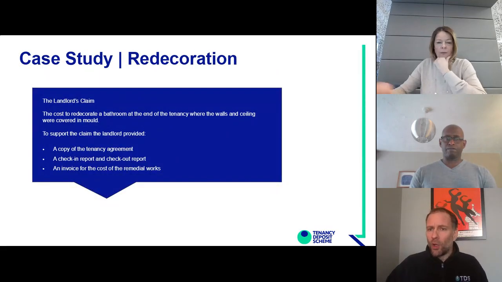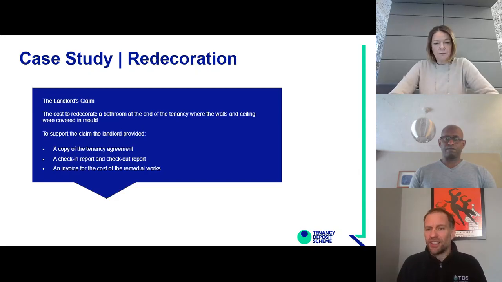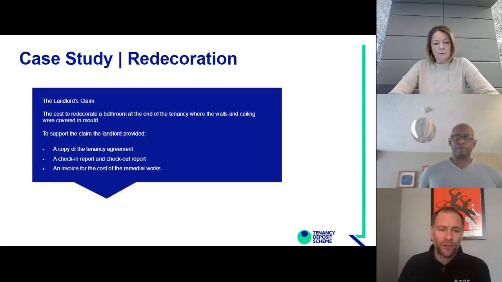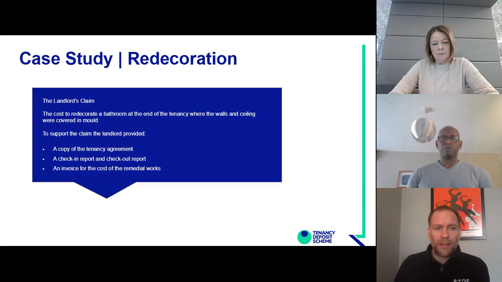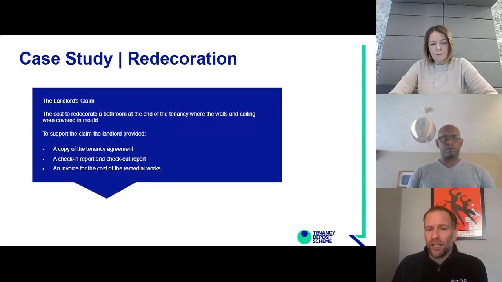So by way of a quick case study, just to exemplify these issues that we've talked about, we've got a hypothetical landlord's claim here. They're claiming the cost to redecorate the bathroom at the end of the tenancy because the walls and ceilings are covered in mould. To support the claim, the landlord's provided a copy of the tenancy agreement because we always require that. We need to see what the contractual terms are. It will inevitably contain a clause saying the tenant must adequately heat and ventilate the property. We've got a check-in report and a check-out report, and we've got an invoice for the cost of the remedial works.